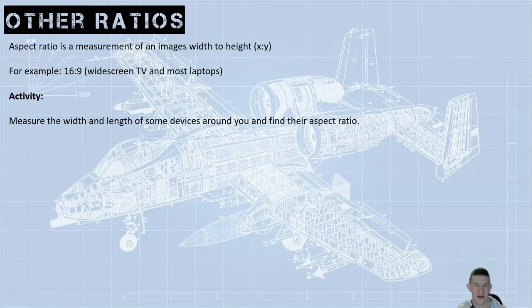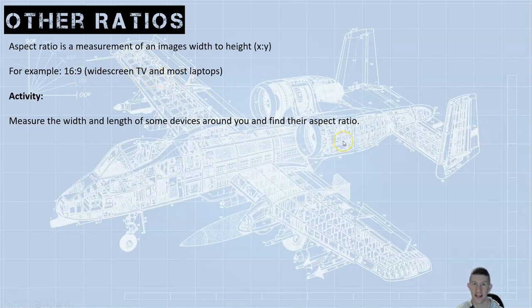A square, like a perfectly square TV or a perfectly square laptop, would be a 1:1 aspect ratio. So, quick little activity for you. I want to use what you've got lying around, some rulers, bits and pieces. I want you to find the width and length of some of the devices in the room and find their aspect ratio. So check whether your laptop, for example, is a 16:9 ratio.